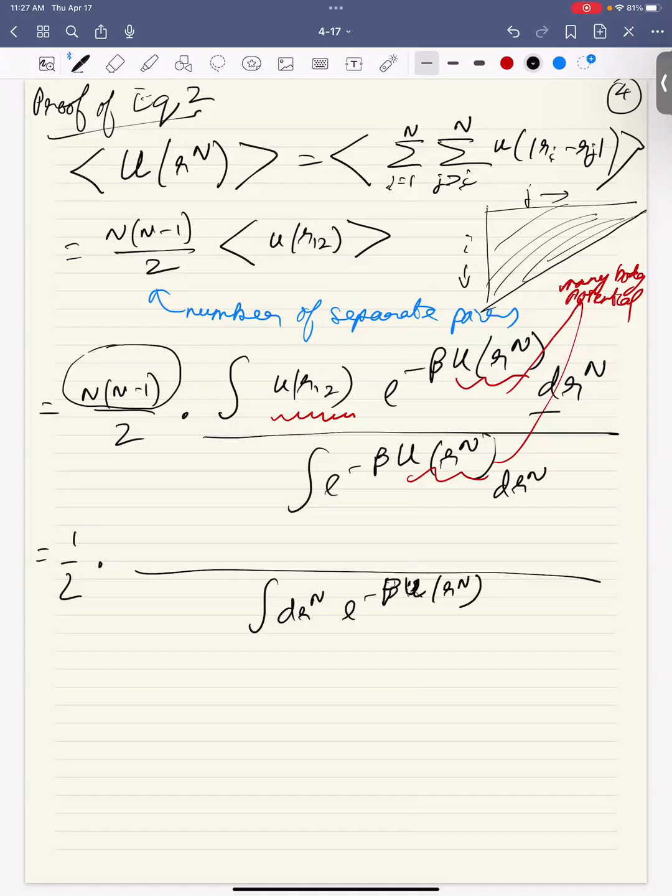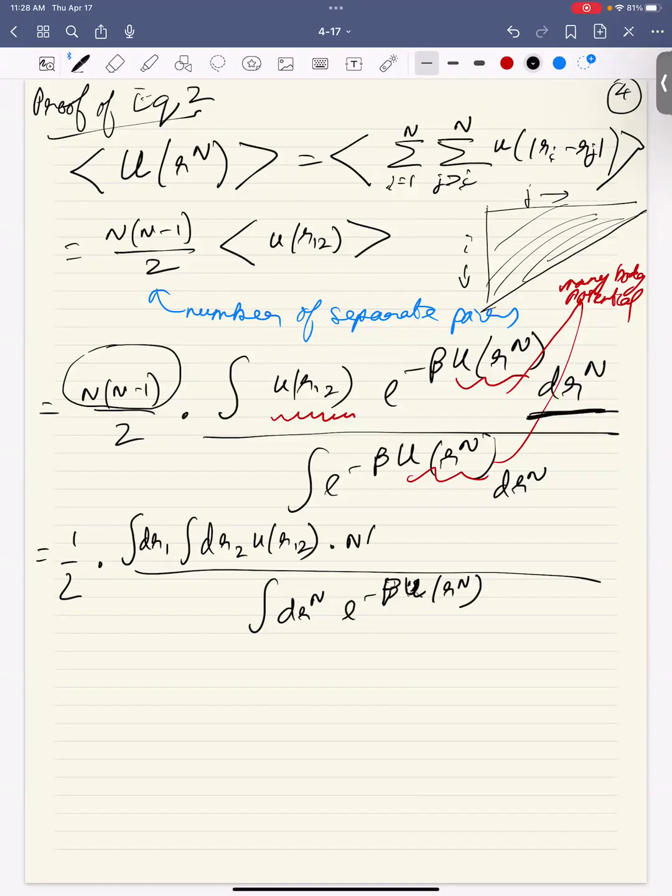So in the numerator, this dRn is dr1, dr2, dr3, dr4. It's all the r's, right? So let's write it down like this. First, let's write down dr1. Then let's write down dr2. Then we write down u of R12. Why did we do it this way? Because small u does not depend on R3, R4, R5, right? So let's separate out the variables that small u depends on, and let's do the other variables separately.